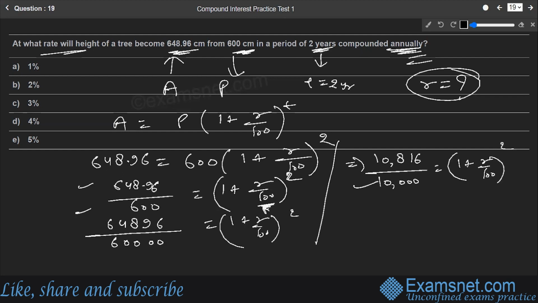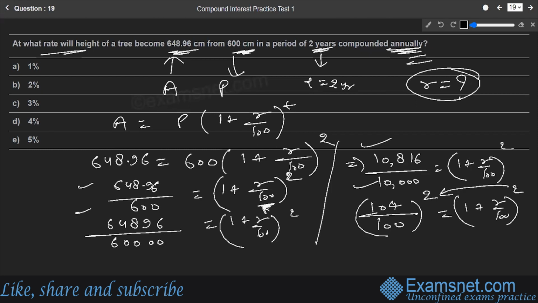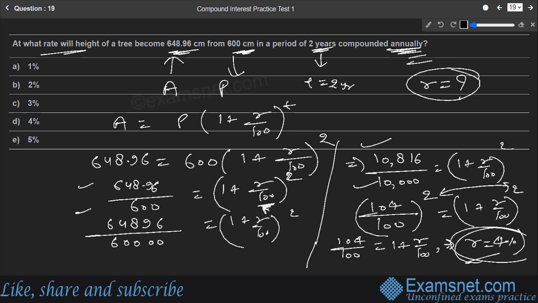Now, the denominator 10,000 is the square of 100, and the numerator 10,816 is the square of 104. So the left hand side can be written as 104 by 100's whole square is equal to 1 plus R over 100's whole square. Now the power 2 and 2 get cancelled with each other. So we are left with 104 by 100 is equal to 1 plus R over 100, and if we solve this further, this gives us the R value as simply 4%. So that was the required rate percent. The R value comes out to be 4% as the answer, and that is available in option number D.